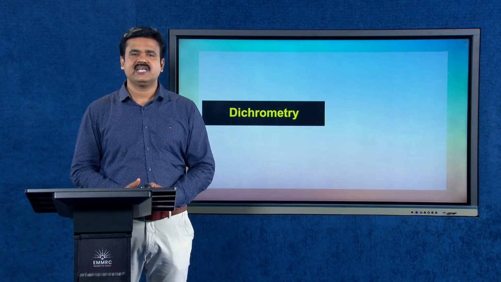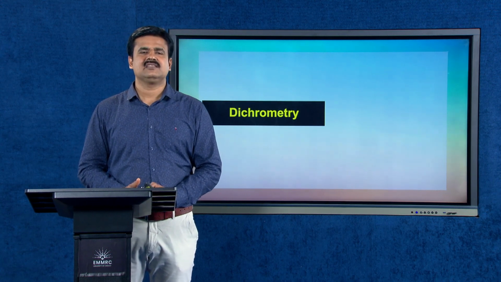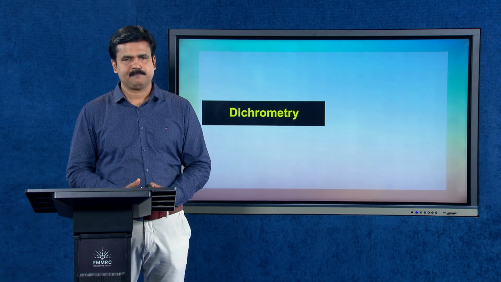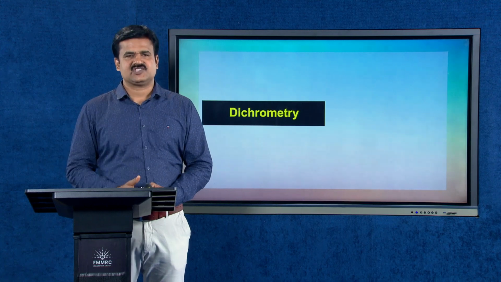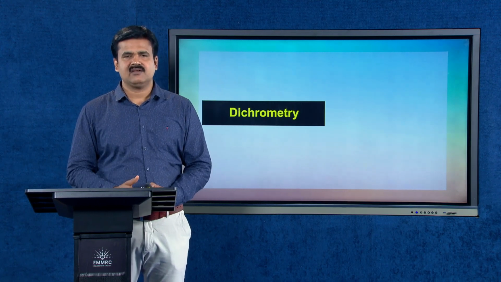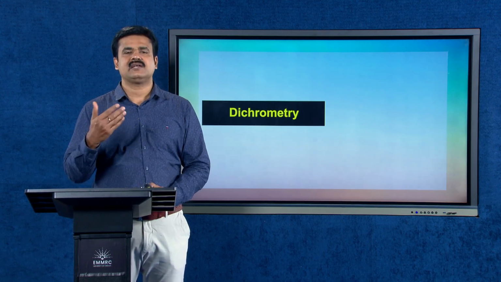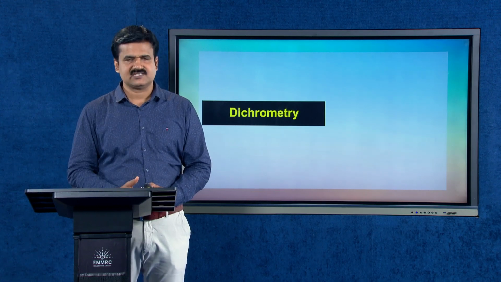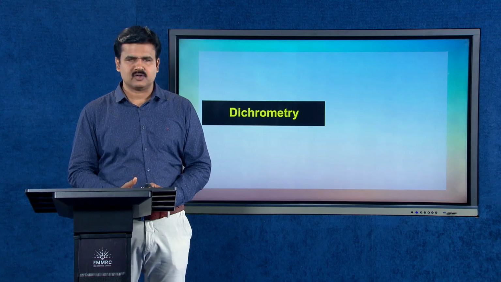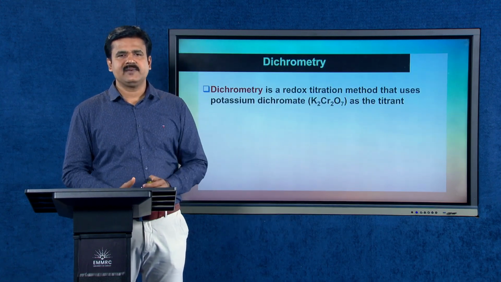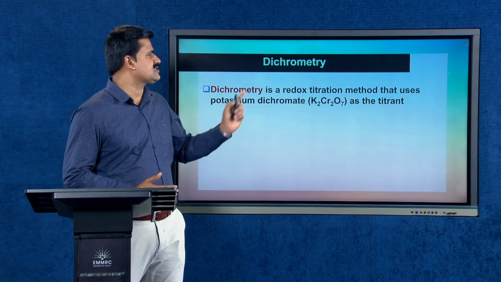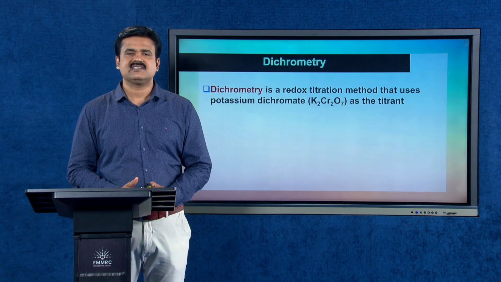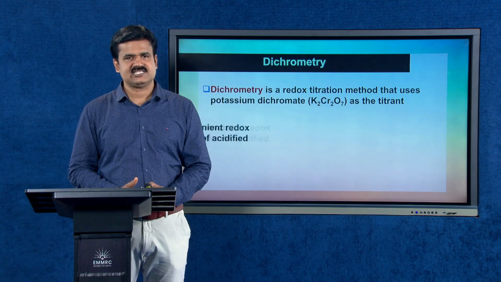First of all, dichrometry. You are familiar with the most powerful oxidizing agent, potassium dichromate in acidic medium. The oxidation reactions can be utilized in volumetric analysis. If you are taking potassium dichromate as an oxidizing agent in volumetric reactions, then you can call it dichrometry. That is, dichrometry is the redox titration method that uses potassium dichromate as the titrant or oxidizing agent.